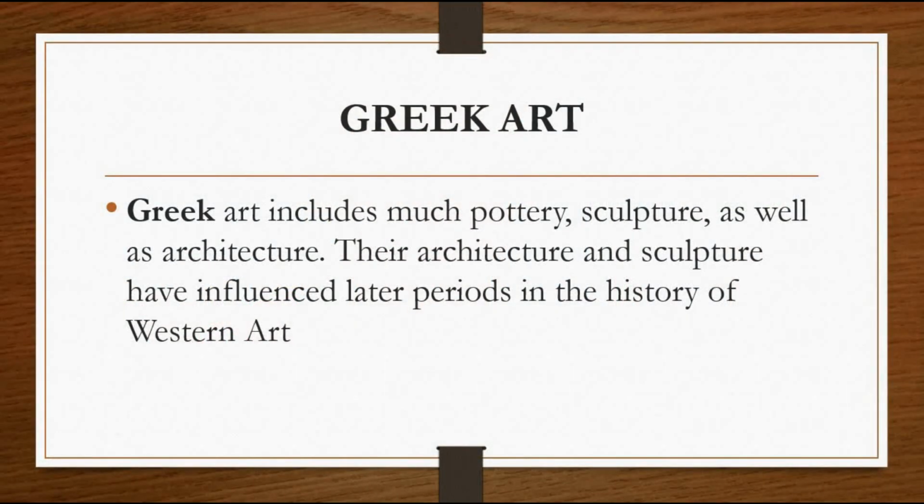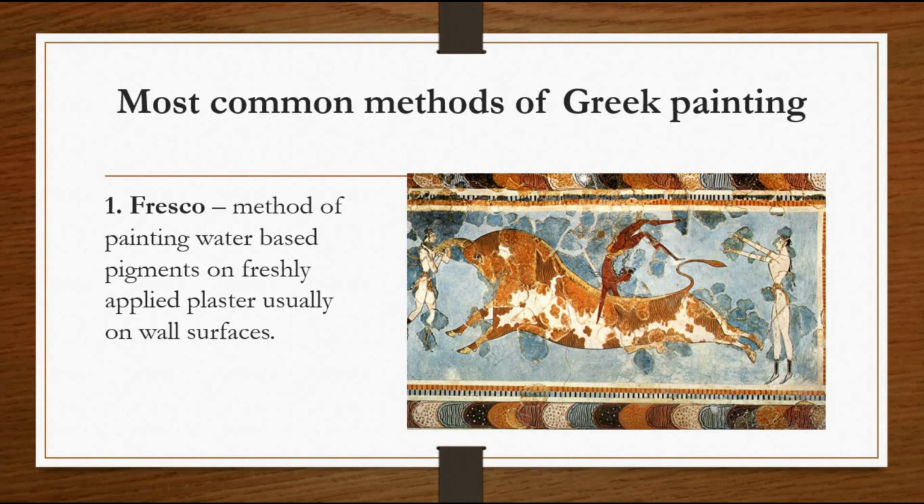The next one is Greek art. Greek art includes much pottery, sculpture, as well as architecture. Their architecture and sculpture have influenced the later periods in the history of Western art. Most common methods of Greek painting.